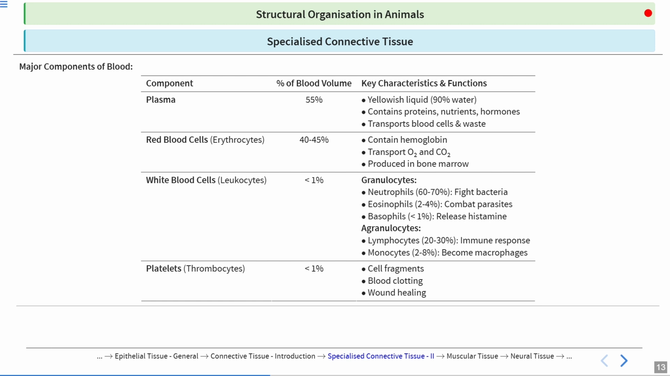Neutrophils, 60 to 70%, and they fight with the bacteria. Eosinophils, 2 to 4%. They combat parasites. Okay. Basophils, less than 1%, release histamine, a very, very important substance, histamine, right?